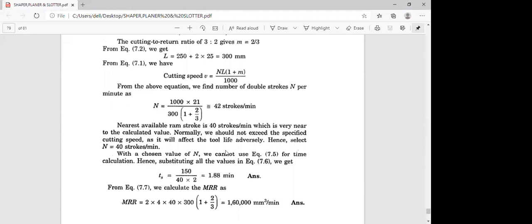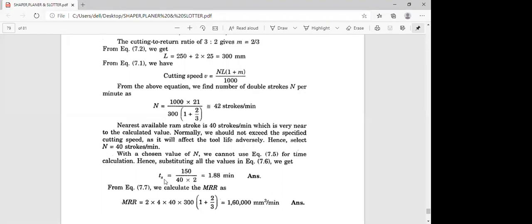So you have to take that. If the value is not close to any of the 4 values given in the problem, that is not acceptable. The number of strokes should not exceed this 40, the specified cutting speed. Because if it exceeds, as we already discussed in the first unit, it will affect the tool life. According to Taylor's tool life equation, if you increase the cutting speed beyond a certain limit, it will naturally affect the tool life. So we have to select N equal to 40 strokes per minute.